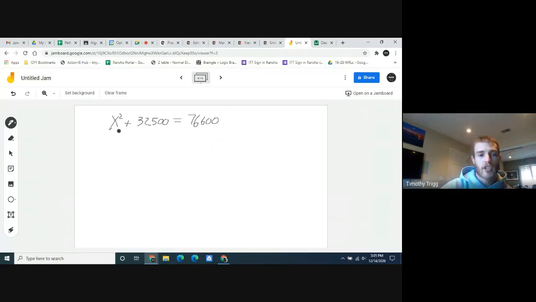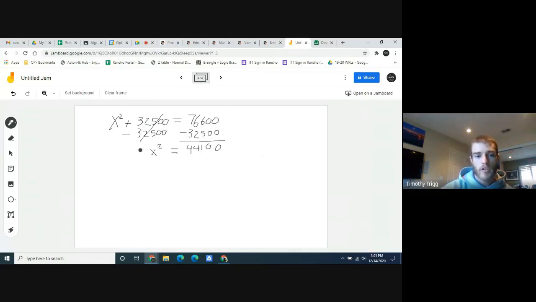So let's go ahead and get the x squared by itself. I'm going to subtract the 32,500 from both sides of the equation. Get rid of that, minus 32,500. We can do that in our head. 0 minus 0 is 0. 0 minus 0 is 0. 6 minus 5 is 1. 6 minus 2 is 4. 7 minus 3 is 4. Okay? And then we have x squared still on this side.